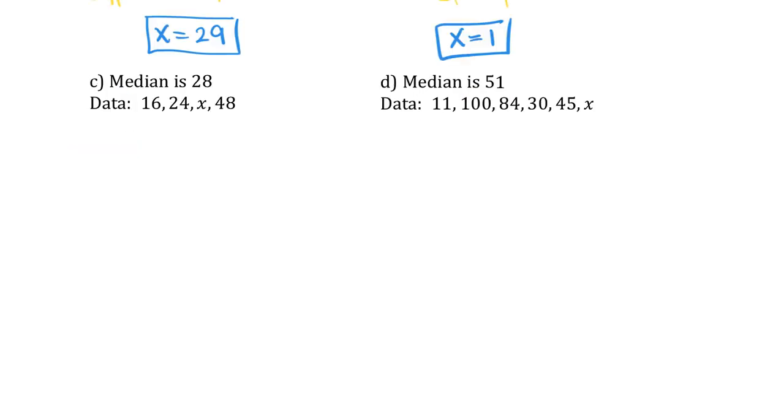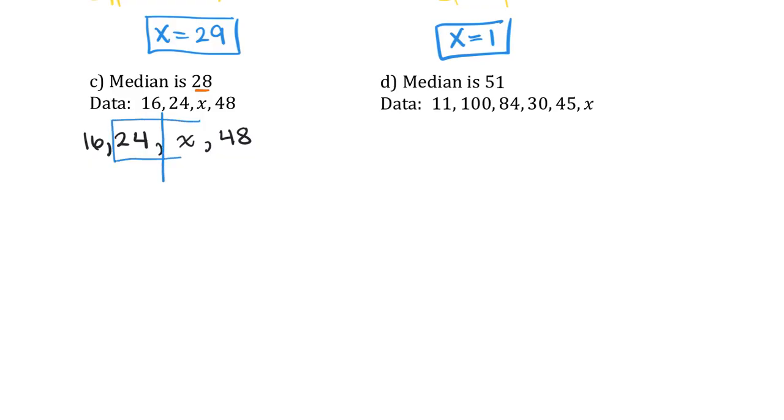Okay, last two are similar, but they're about median. For median, I want to put them in order. These are a little trickier because we don't always know the order. The median is 28, so the middle number is 28. What do I know for sure? I know the 16 is low. I know the 24 is next. Now the median should be 28, but that is somewhere between 24 and X.